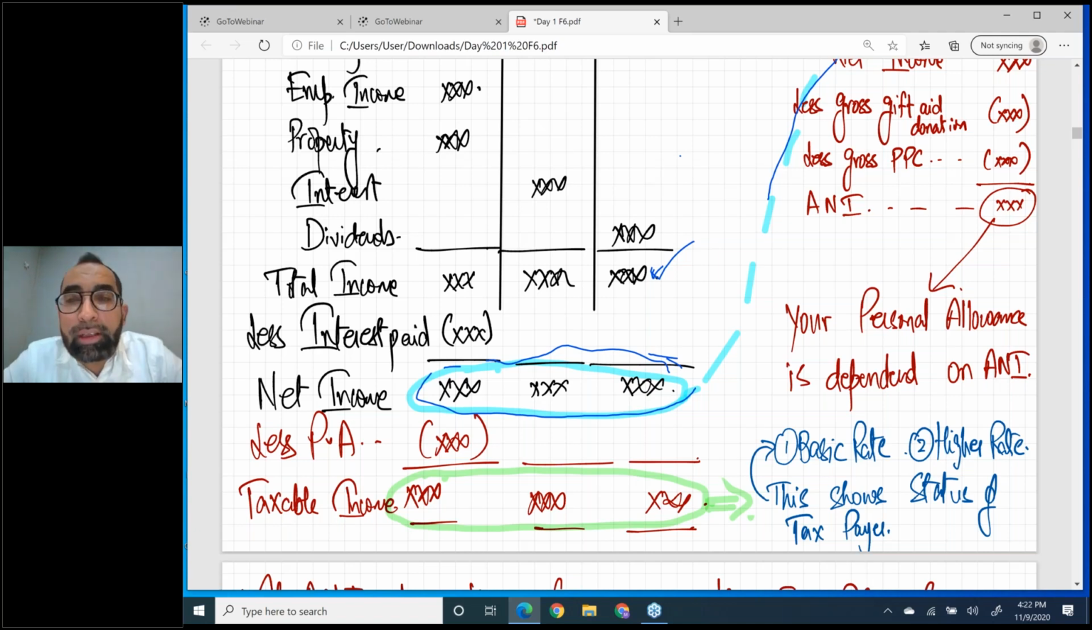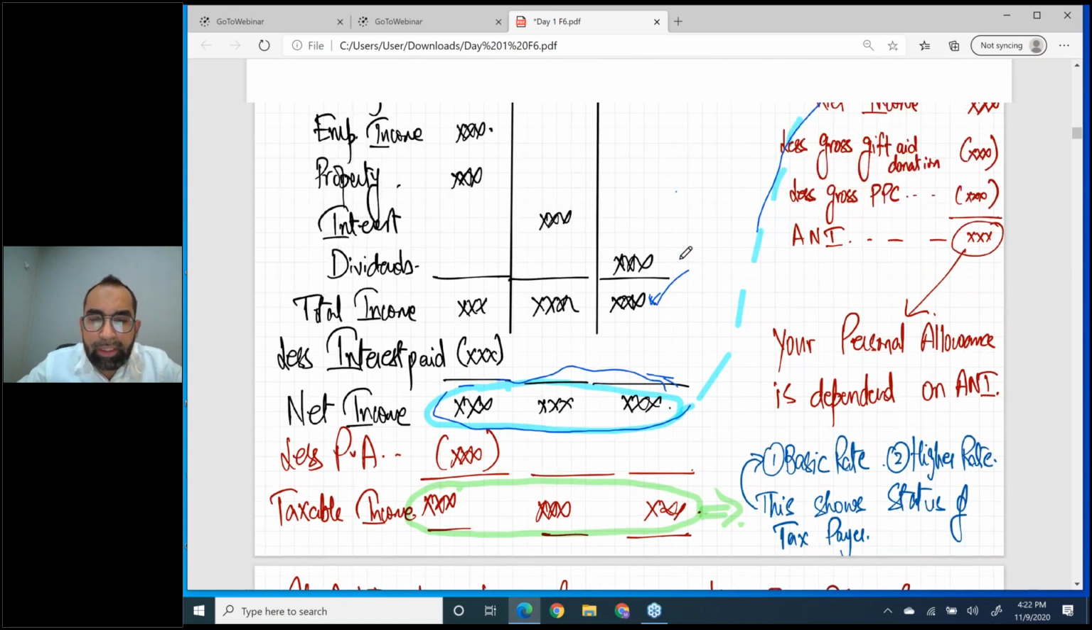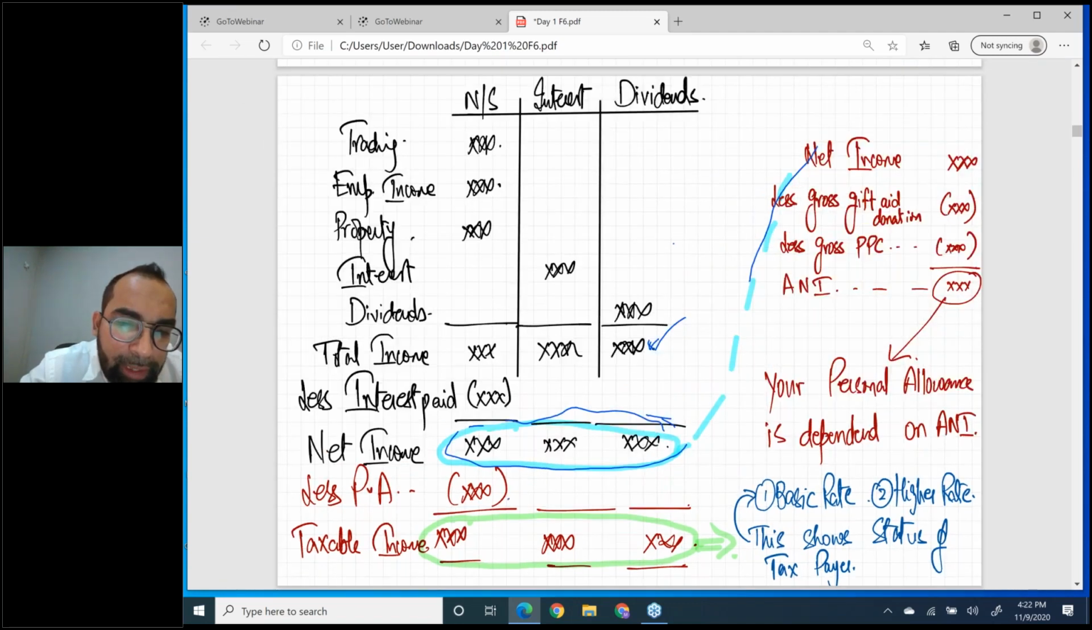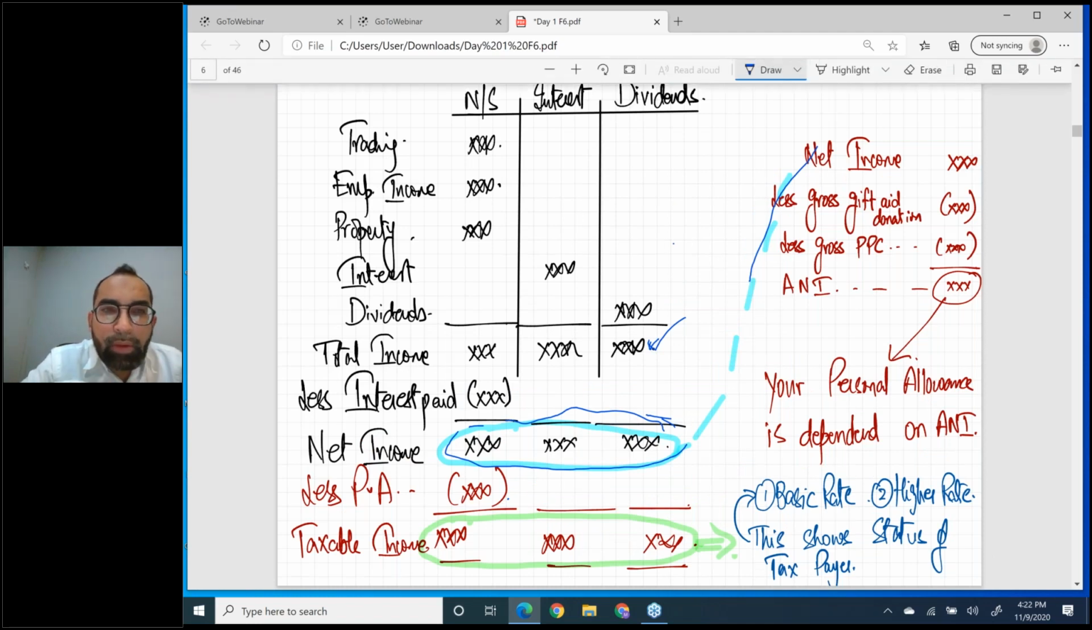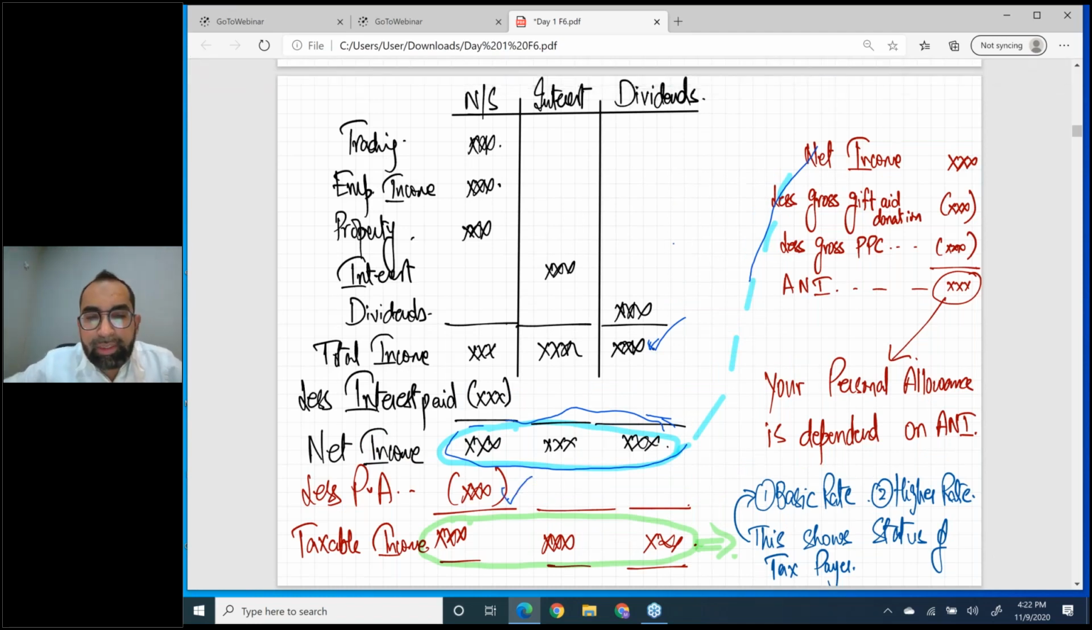Okay. So this side working, why did we do this side working? Why did we compute this ANI? Principally because we need to compute personal allowance. Right? So once you get the personal allowance, come to the main sheet and write your personal allowance here. Now from net income, you will deduct personal allowance and you will get taxable income. Now the question is, sir, what is taxable income? Taxable income is the income on which you directly apply the tax rate.